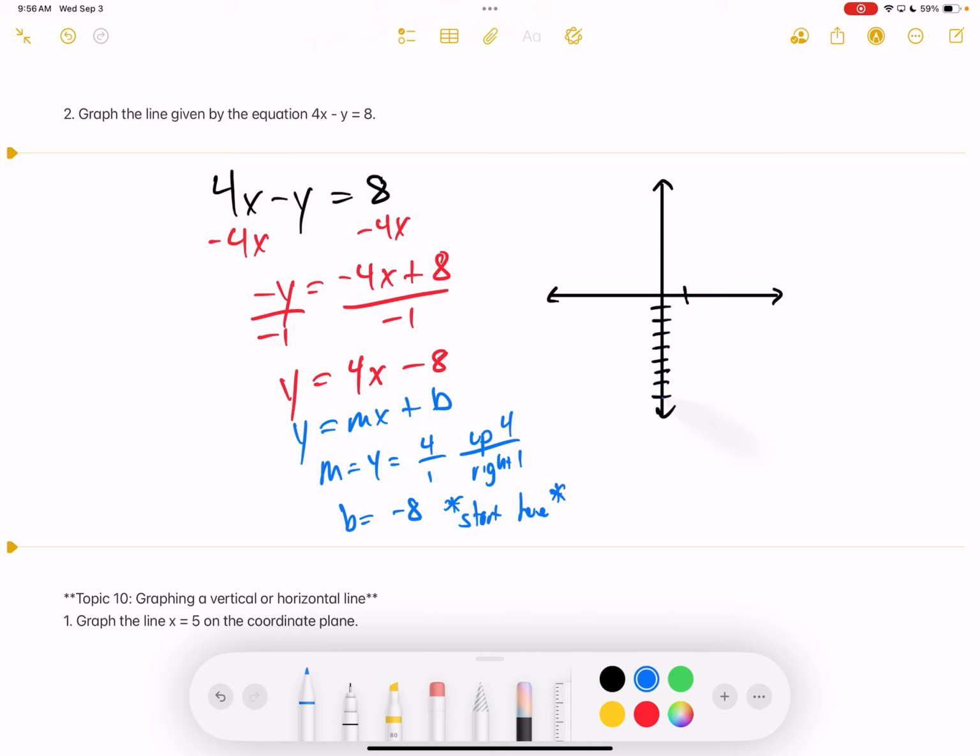So I'm starting here at negative 8, and then I go up 1, 2, 3, 4, to the right... I'm sorry, to the right 1. Up 4, to the right 1. So I started at y equals negative 8, and I went up 4 to the right 1.